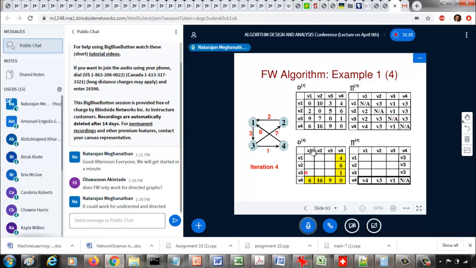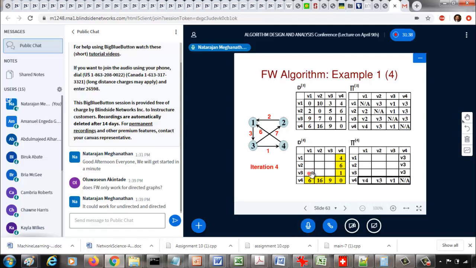Now let us try here. Currently we have 9 as the distance from V3 to V1. So the vertical will be 6, horizontal 1. So 6 plus 1, 7, is less than 9. So this is the scenario where we can change, reduce from 9 now to 7.